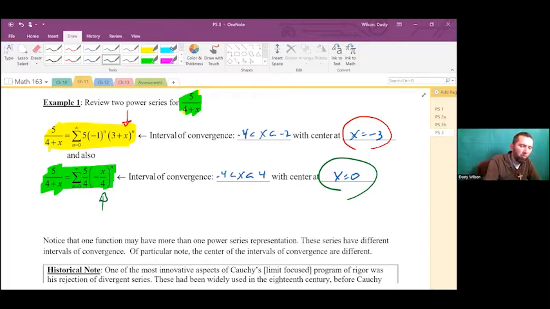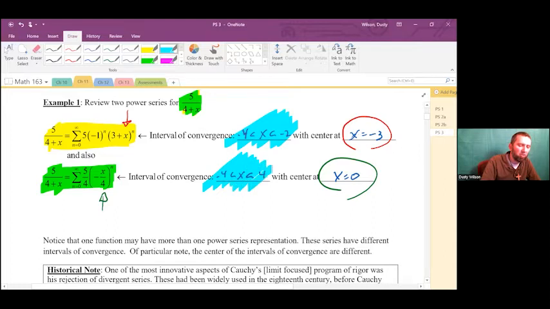So before we move along, notice that this means that there are multiple power series. Each power series comes with its own interval of convergence. Generally speaking, a bigger interval is better. And each interval has its own center. Okay. So the power series representation for a function is not necessarily unique.